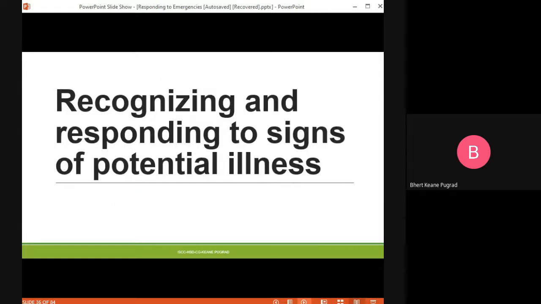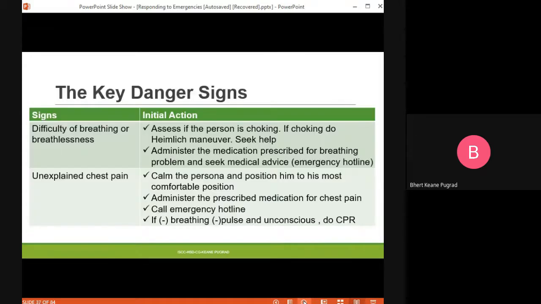But before that, let's learn first the different signs and symptoms of potential illness. So, in patient care, whether it's in the hospital or in the home care setting or in a home for the aged, we need to be familiar with the different key danger signs that our patient might be experiencing. So, first sign, we have difficulty of breathing or breathlessness.